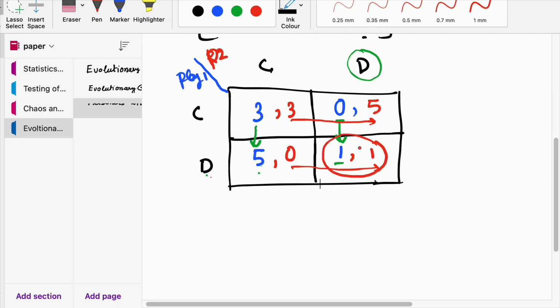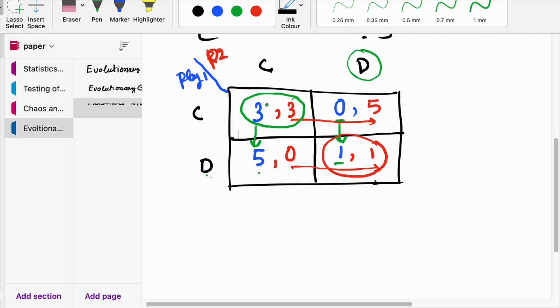But if you think about this situation once again, player 1 and player 2 both want to maximize their payoff, but you see the maximum payoff they can achieve is by playing CC, the 3, 3. If you add 3 plus 3, it is 6. So this is the optimal solution. But here the players actually want to maximize, but they cannot maximize. So this is the dilemma.